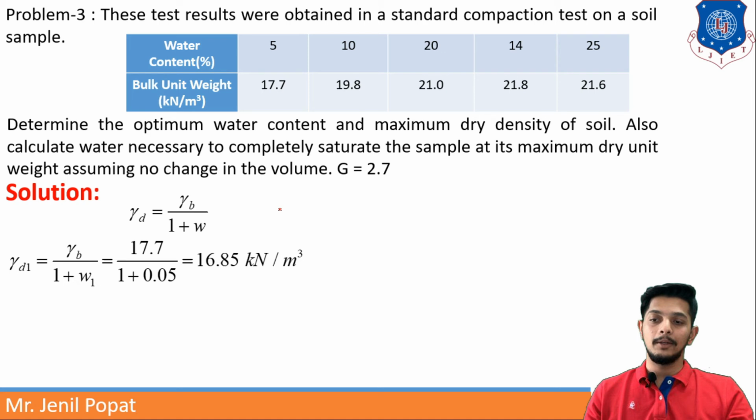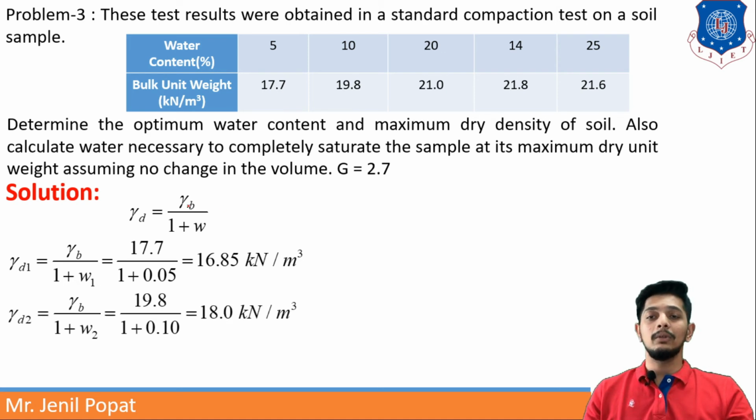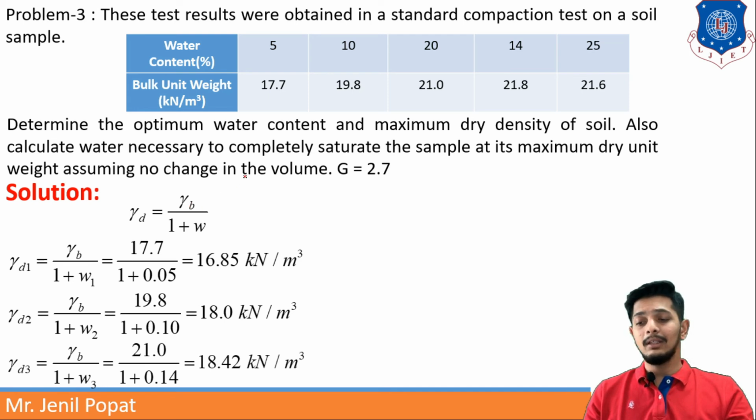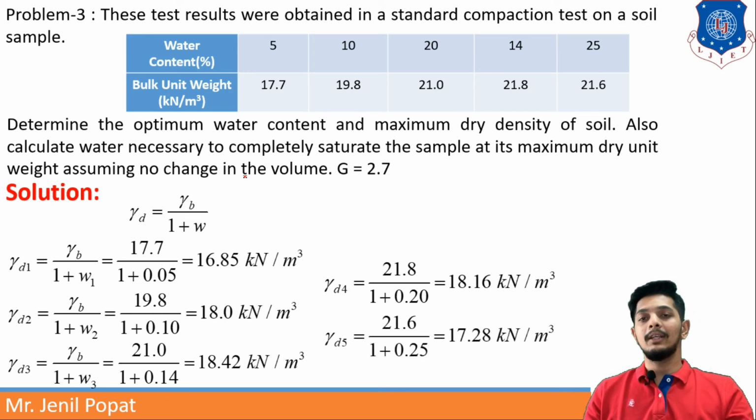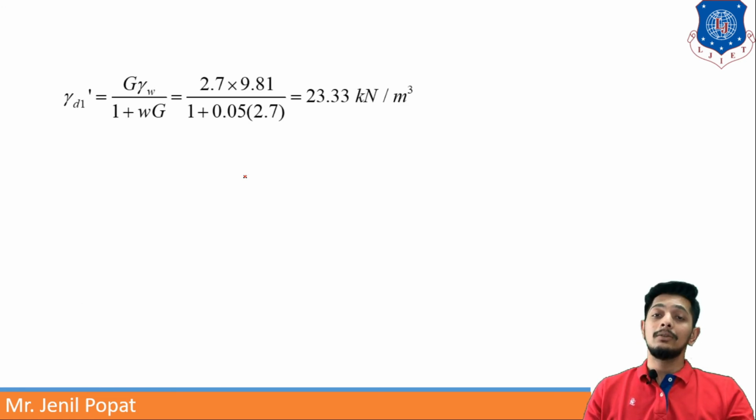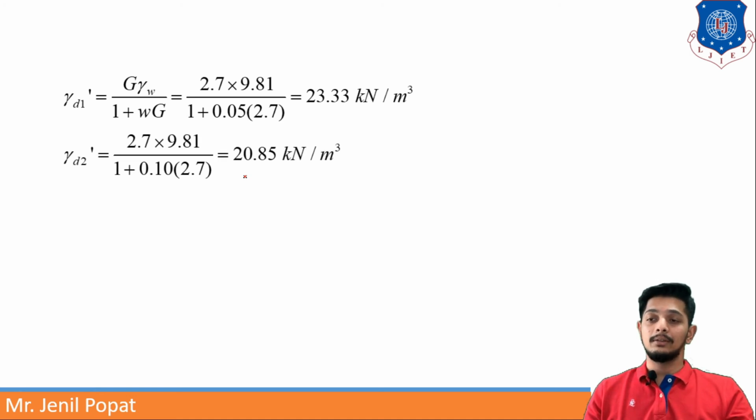Water content should be put like, if it is 5%, I have to put 0.05. Do remember that. Second case, gamma D2 is coming out as 18 kilonewton per meter cube. Same way the third case, 18.42 kilonewton per meter cube. In the fourth case, 18.16 kilonewton per meter cube. And the fifth case, 17.28 kilonewton per meter cube.